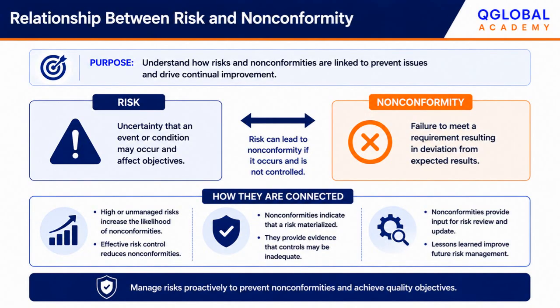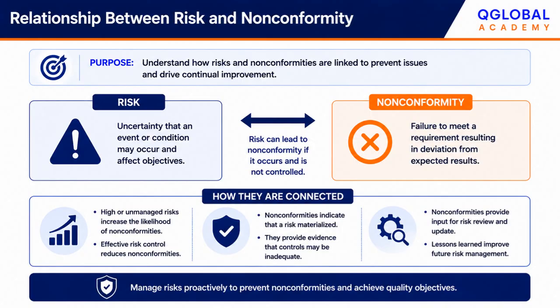This slide explains how risk and nonconformity are connected. A risk represents uncertainty. It is the possibility that an event may occur and affect organizational objectives. A nonconformity is the actual failure to meet a specified requirement. It represents a deviation from the expected result. The important point is that risk can lead to nonconformity if it is not properly controlled. For example, if equipment maintenance is ignored, there is a risk of equipment failure. If the machine eventually produces defective products, that becomes a nonconformity. High or unmanaged risks increase the likelihood of nonconformities.